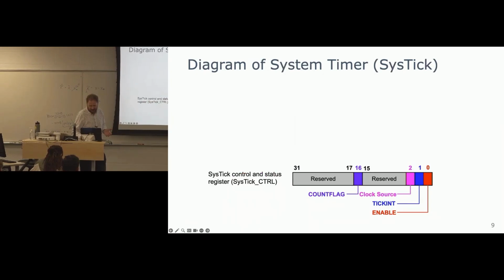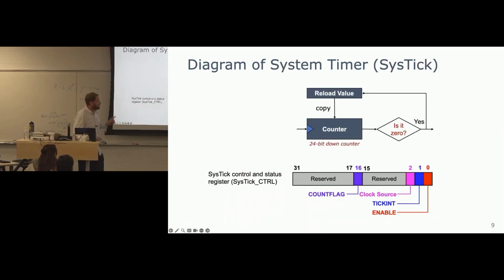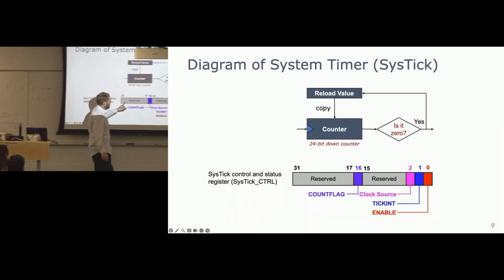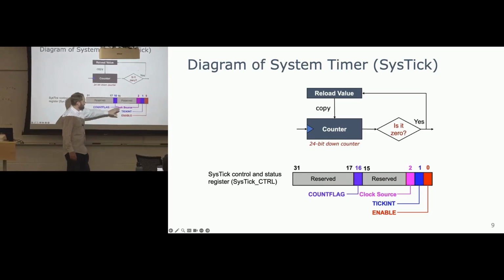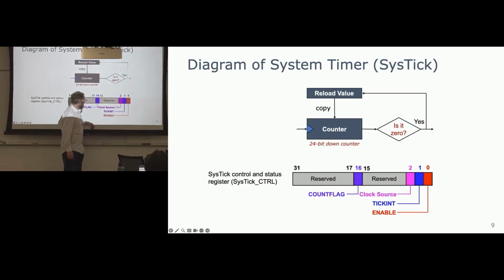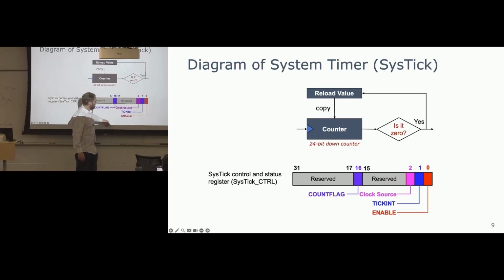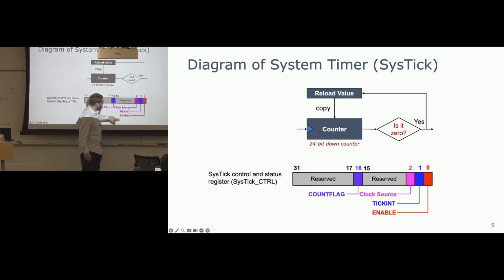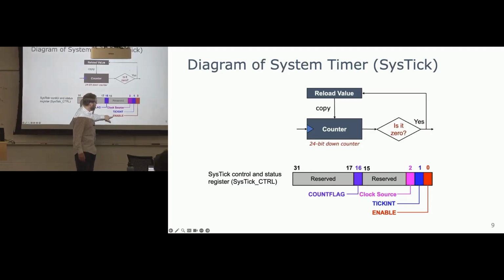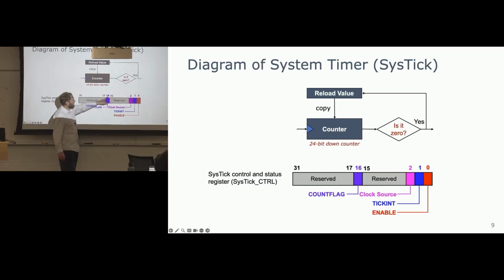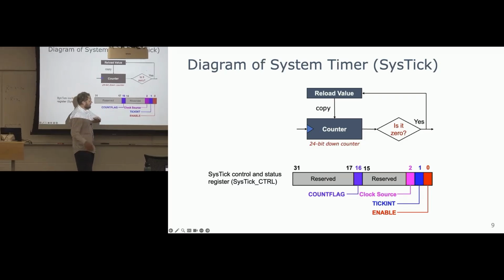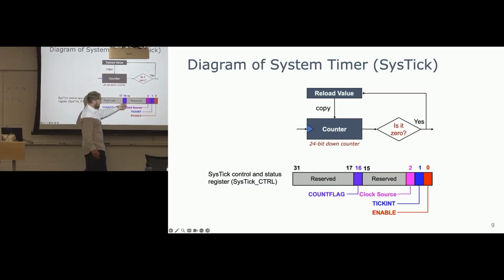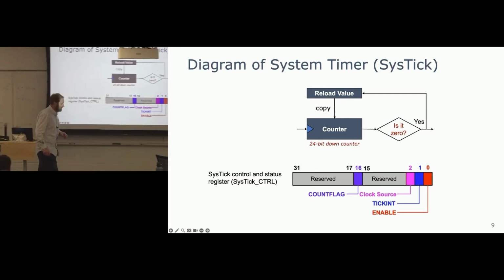There's a control register for this thing, and it has 4 bits. Three of them are control bits, and one of them is a status bit. So this tells you what clock source you want to use, then tick enable, interrupt enable, and then this just tells you if it's actually hit 0. In case, I don't know, maybe the interrupt didn't go off, you want to check manually, you could use that flag.